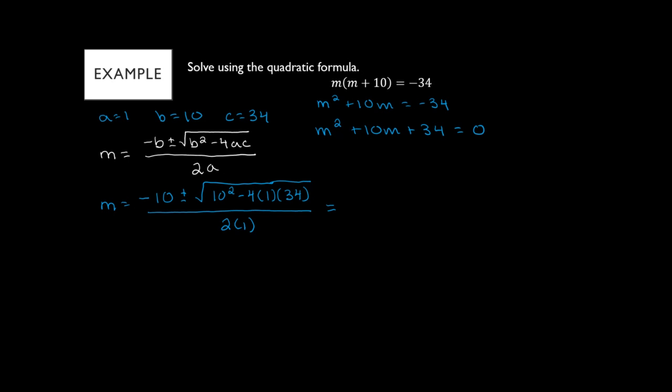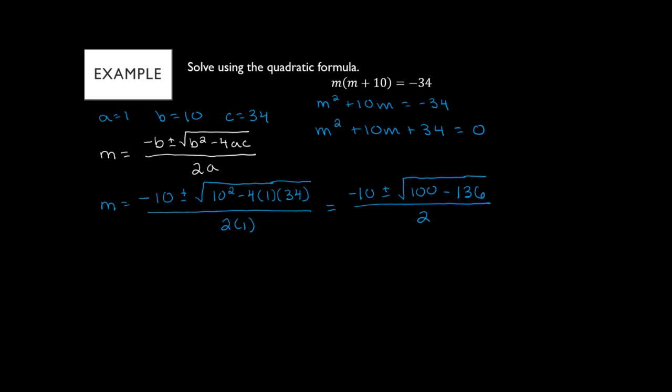So we have to work through all of this math, order of operations, but you notice we're basically doing the same steps every time. So it does sort of get routine. So we have our negative 10 plus or minus. So I need to square the 10, which is 100, and my minus sign, and then 4 times 1 times 34, which is 136. So once again, we're going to get imaginary numbers here. And then in the denominator, 2 times 1 is 2.